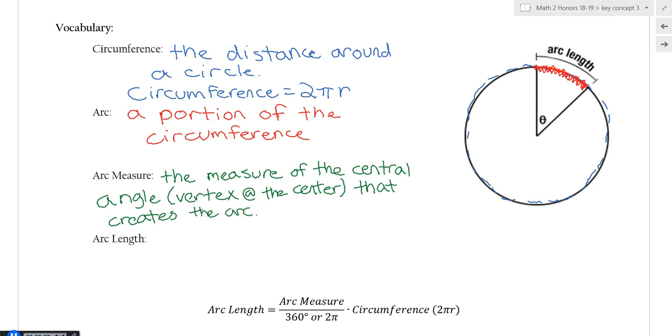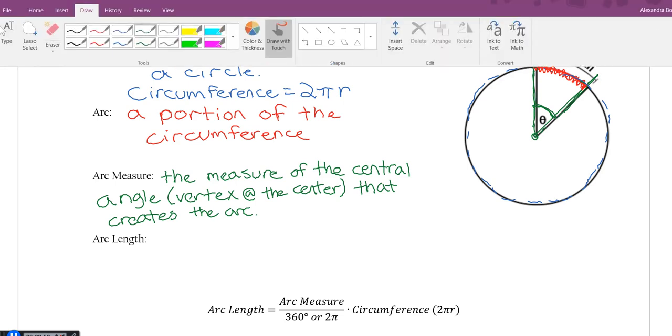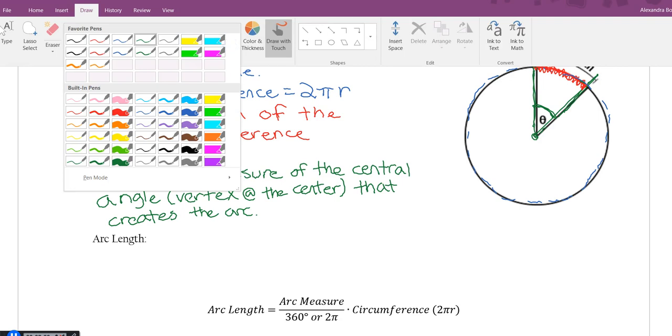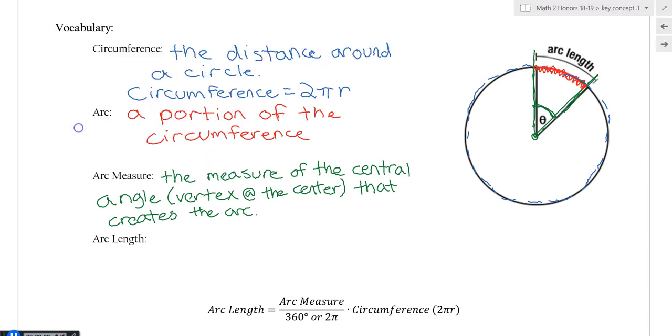So all that means is, if you notice, right here's the center of my angle. If I go out, I cut into my circle, and that creates this piece, the starting and the stopping point of that piece. And this angle is the measure of the arc. Okay, so the measure of the arc and the arc length are two different things. So then we have the arc length.